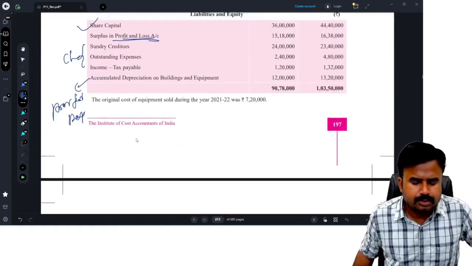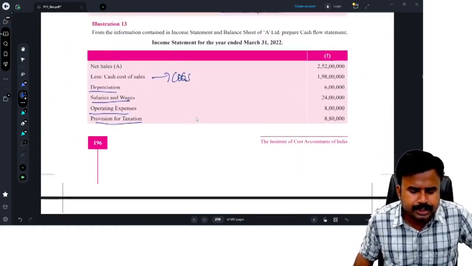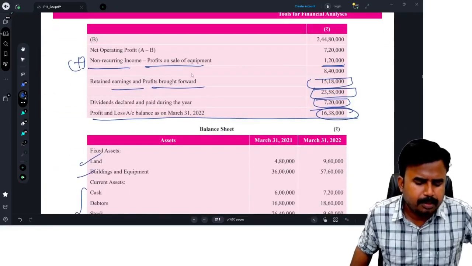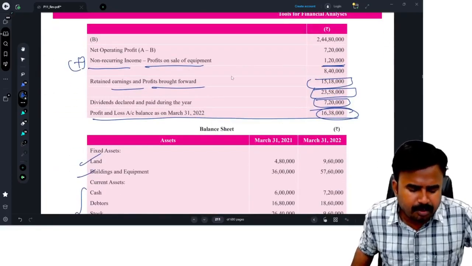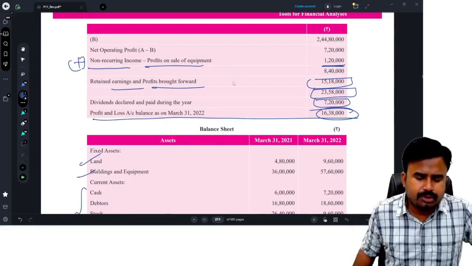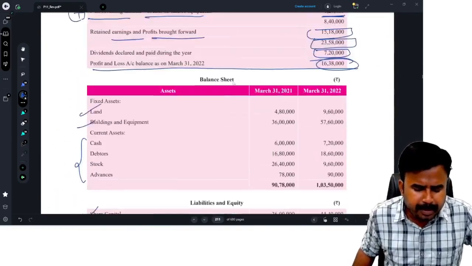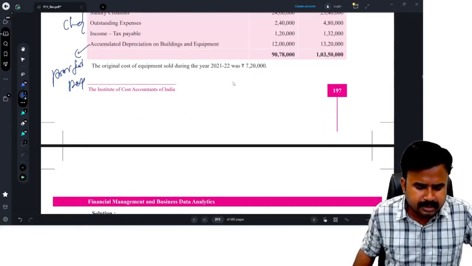Now, what should we do? Actually, we don't have any information regarding profit and loss appropriation account or profit and loss account here to prepare cash flows from operating activities under indirect method. I'm going to prepare this statement by using direct method here.